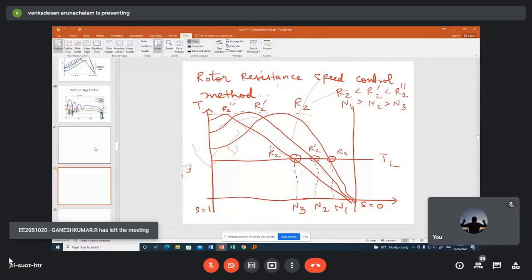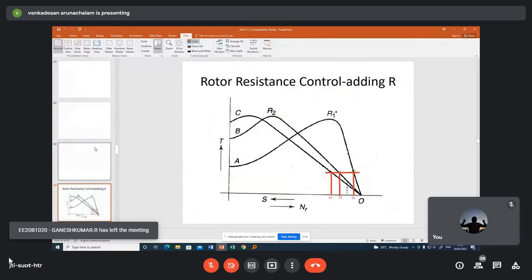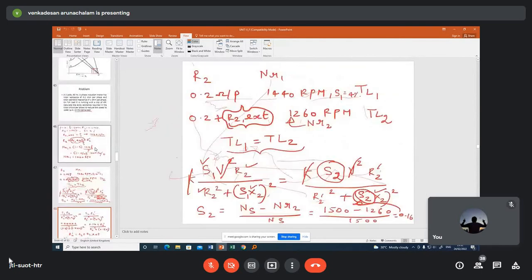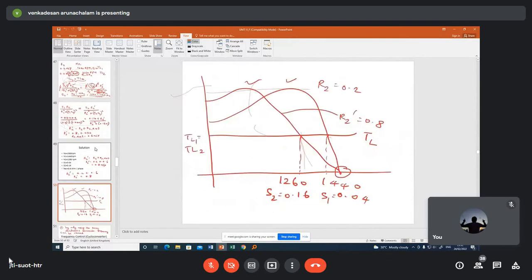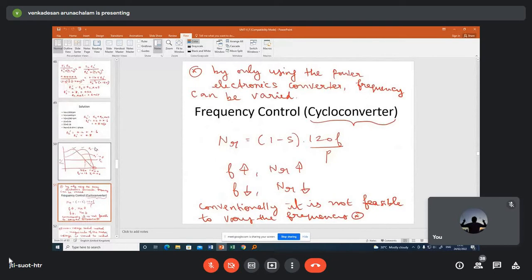Next we will see the frequency control method. First we will complete the stator side speed control method, then we will come to the rotor side. Okay, that is better. Now we have varied only the magnitude of the input voltage, and we understood how the speed is varied. Now next, if we vary the frequency of the stator voltage, speed can be varied or controlled.